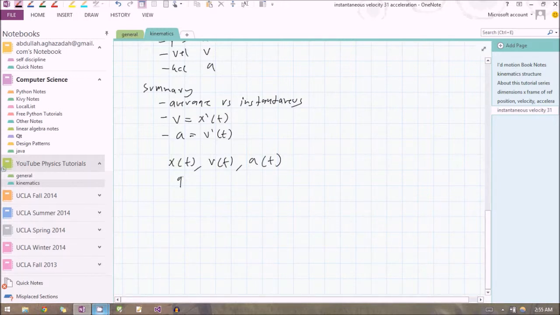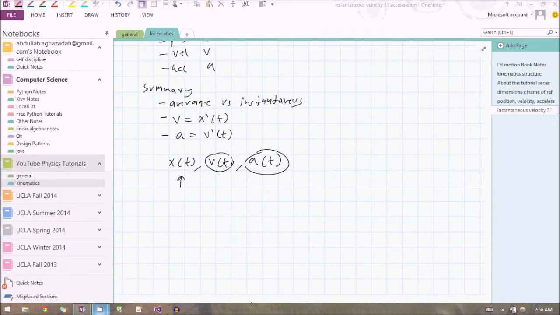So you can give me this and ask me to find this and this, or you can give me this and ask me to find this and this. So the lesson is, you can give me one of them and I know the other two automatically by either differentiating or integrating. If you give me the position as a function of time, I can differentiate once to get the velocity as a function of time, and I can differentiate a second time to get the acceleration as a function of time.